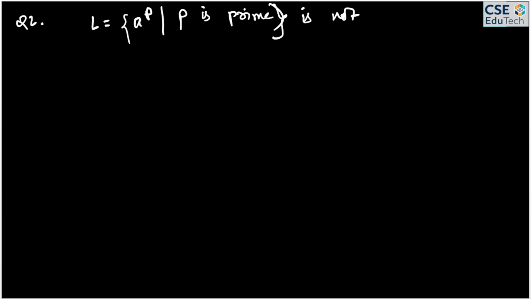Now we'll take another example. Suppose we are given that L is equal to A to the power P such that P is prime. We want to show it is not regular. So we can write that Z is a string of A to the power P. The length of the string Z will be P, and we assume that it is greater than N, where N is the number of states.